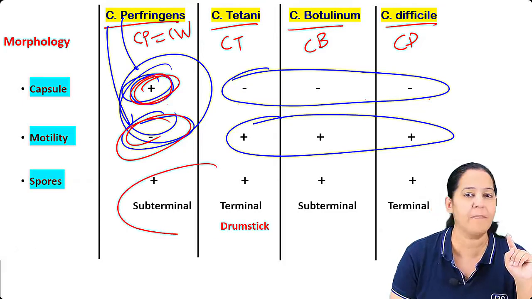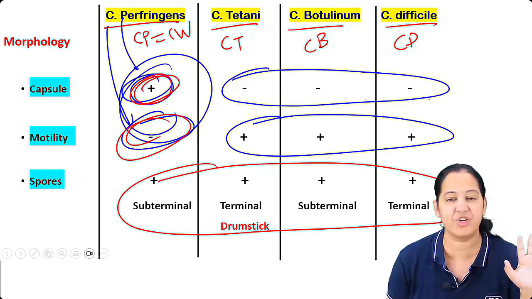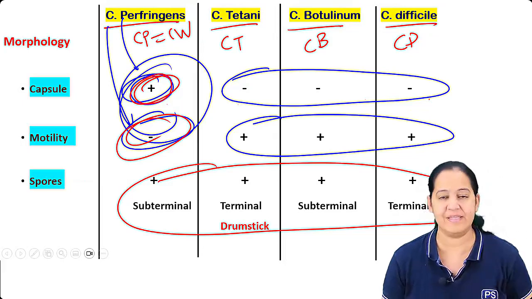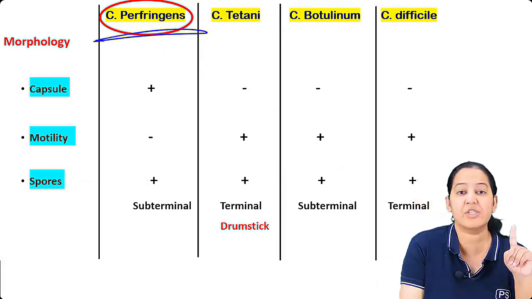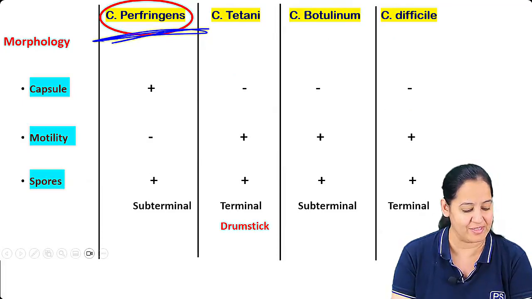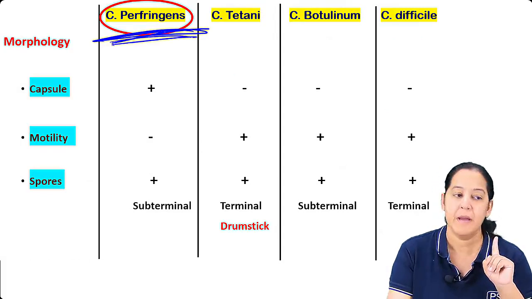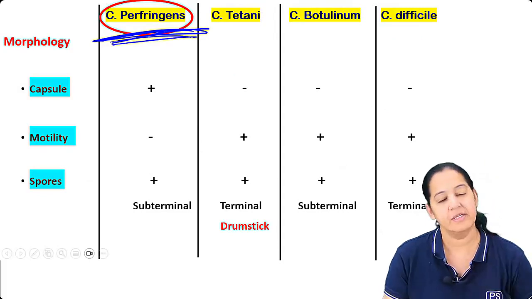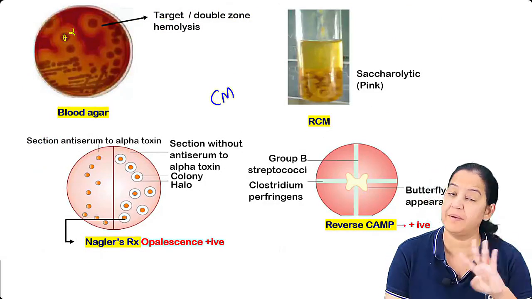But in terms of spore, everyone has the spore. There is no exception. Please learn that. One by one, I'm going to teach you the 4 Clostridia. Let me start with the first one, with full energy, Clostridium perfringens. Can I start? In Clostridium perfringens, this is the culture media. I will tell 4 culture media, as there are questions on these.